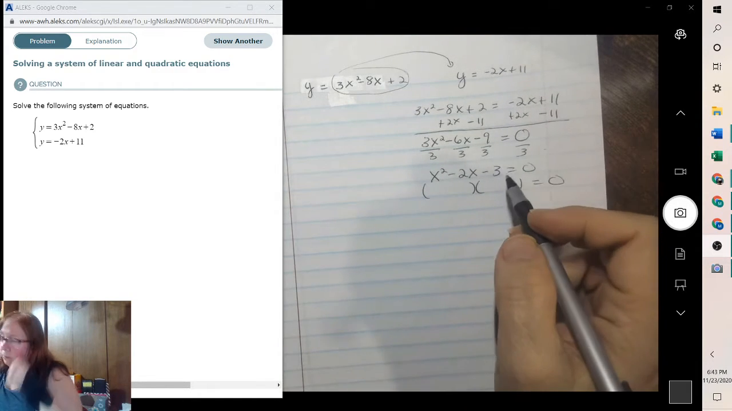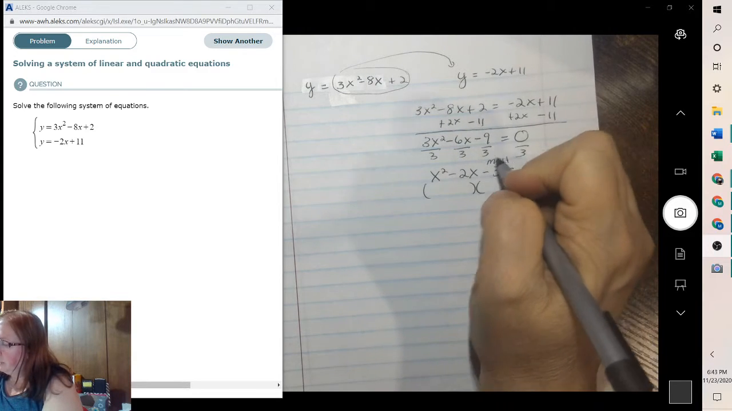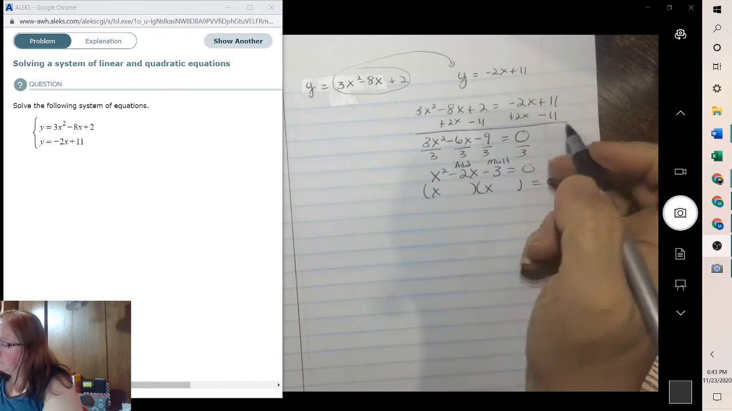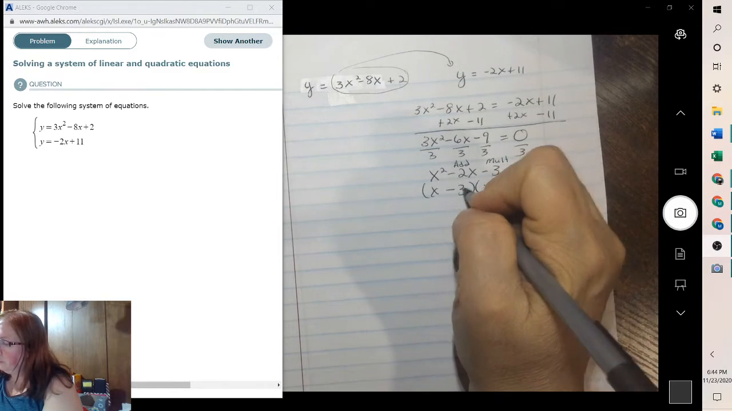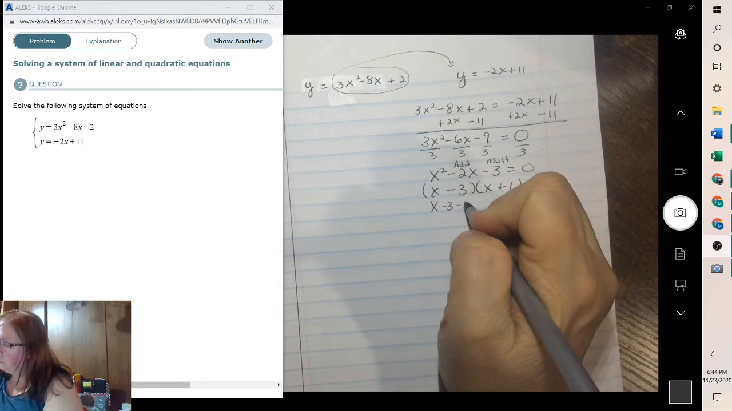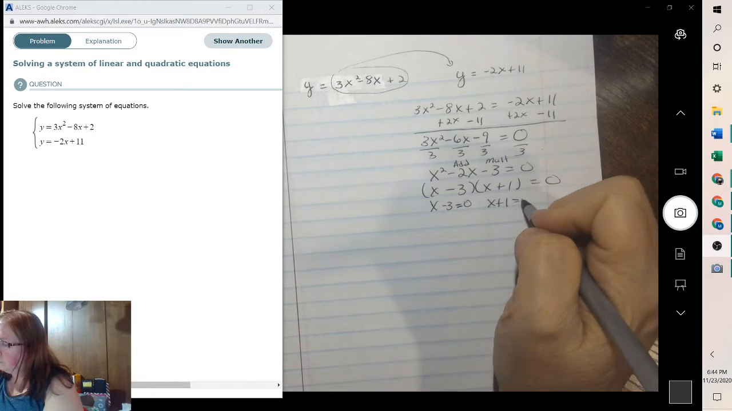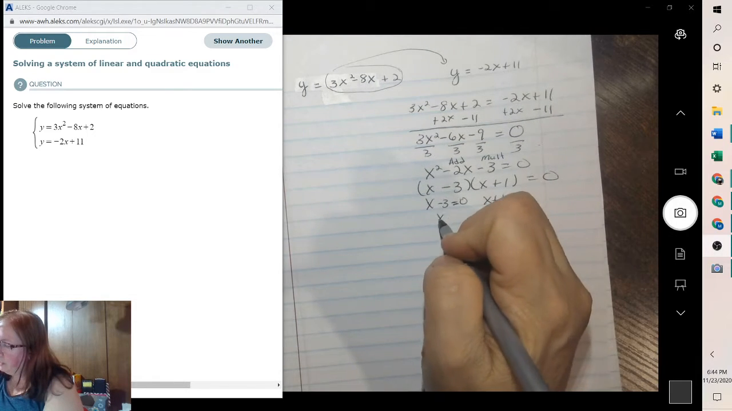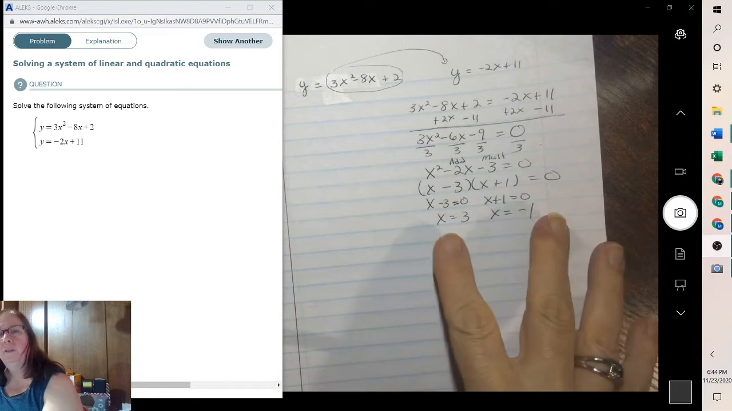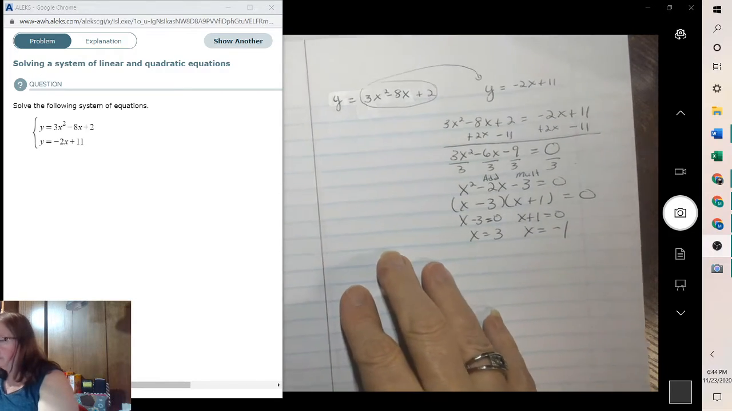Then we need two numbers. When we multiply, we get negative 3. That when we add, we get a negative 2. That would be a negative 3 and a positive 1. Setting those equal to 0, add the 3, subtract the 1. So those are two x values. We're going to have 2 points here. We need to plug them back in to find the y.